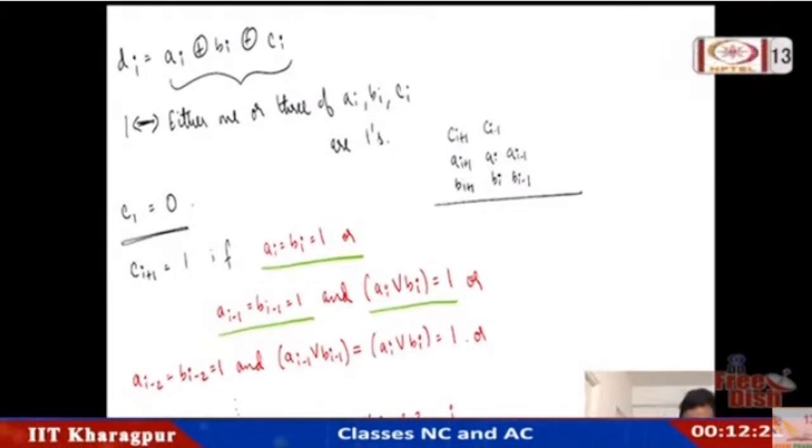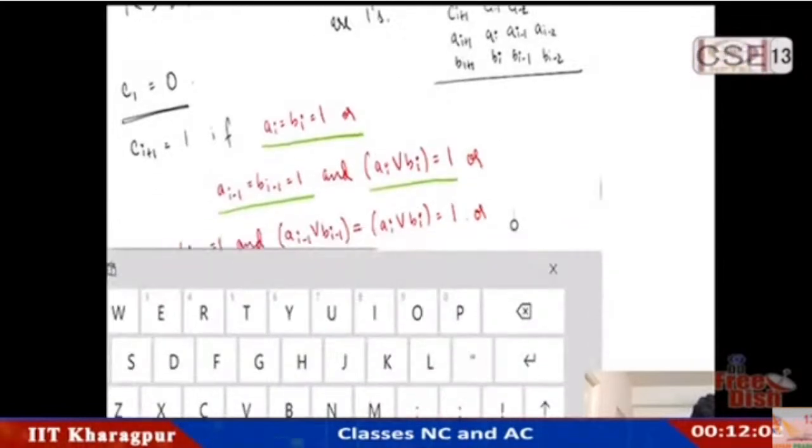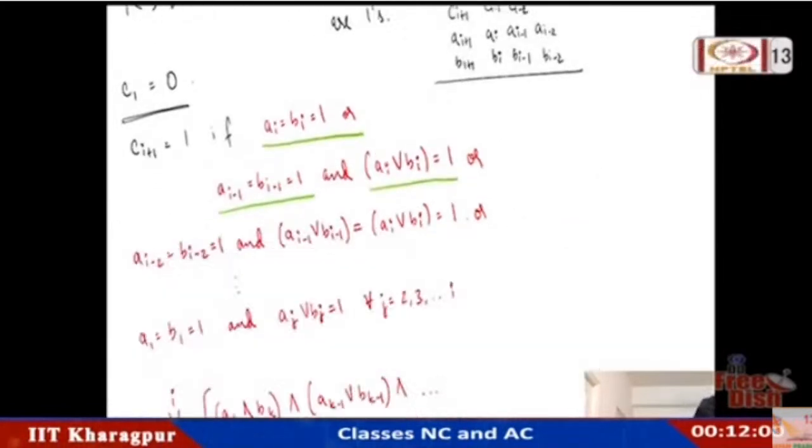Now you could take it to the next level, right? So another possibility is that at least one of Ai minus 1 and Bi minus 1 is 1, but they got a carry Ci minus 2. And how did they get a carry? Because both Ai minus 2 and Bi minus 2 are 1s. Right? So you could write that as a next step. Sorry, Ai minus 2 and Bi minus 2 are 1s.